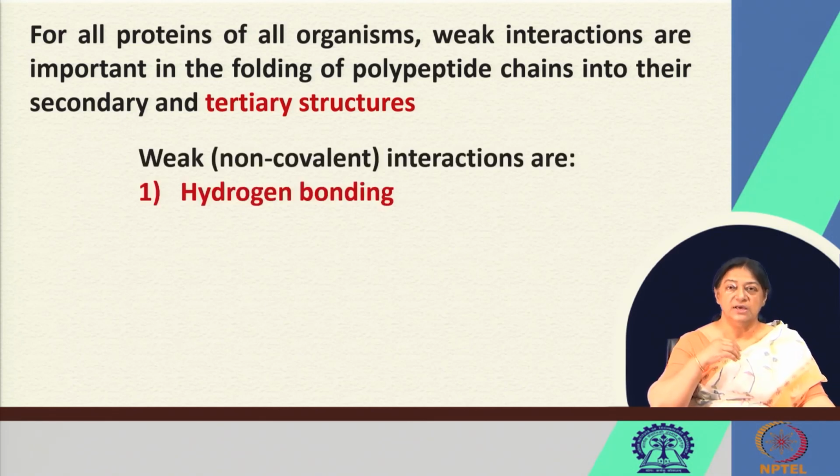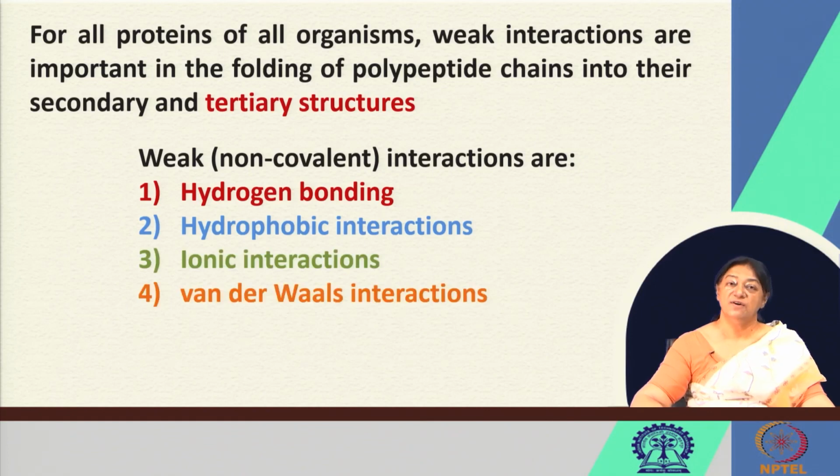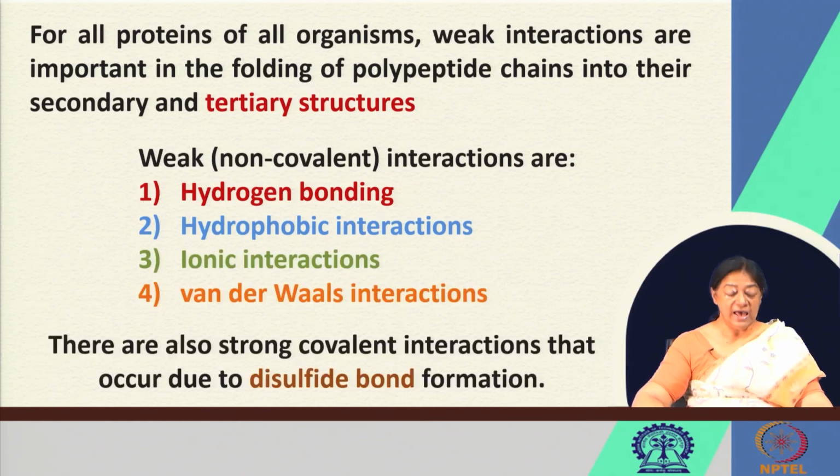So, what are these? These are the weak non-covalent interactions. We know that the connection is through the peptide bond, and the other covalent bond that we have is the disulfide linkage. So, we have hydrogen bonding, hydrophobic interactions, ionic interactions and van der Waals interactions. And of course, we have the disulfide linkages, as I mentioned, that bring the different parts of the protein together through another type of covalent bond.